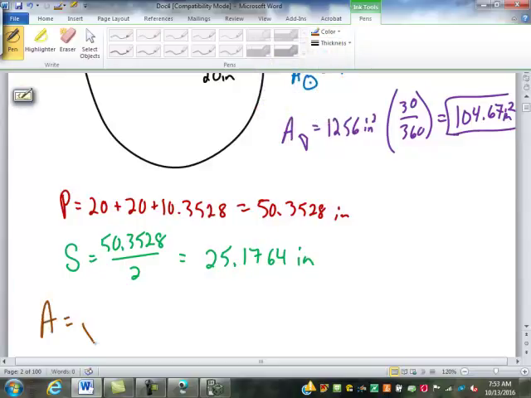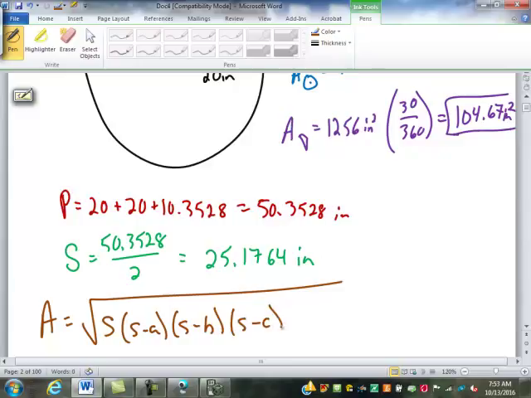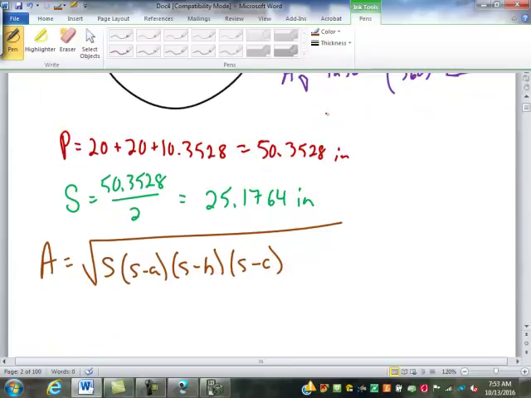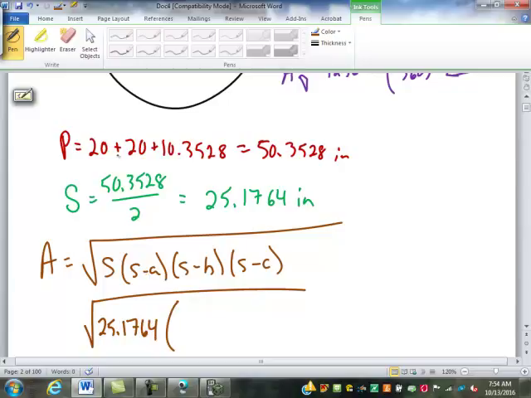Then our area is the square root of S times S minus A times S minus B times S minus C. So S is the 25.1764. A is 20, so I'm going to minus 20, which would be 5.1764. B is also 20, so I subtract 20, which would be 5.1764. And C is the 10.3528, which is going to be 14 point what?